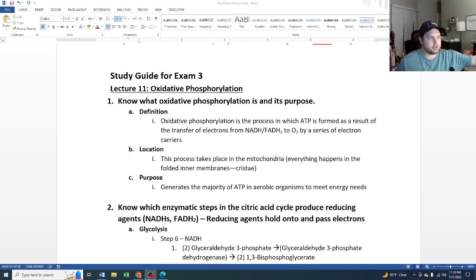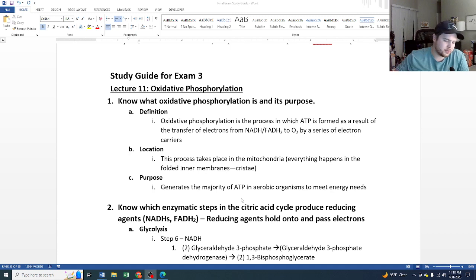Jump back in now for exam 3 material, talking about oxidative phosphorylation. This was obviously more recent material, so hopefully it is all still very fresh in your minds. So, first of all, know what oxidative phosphorylation is and its purpose.